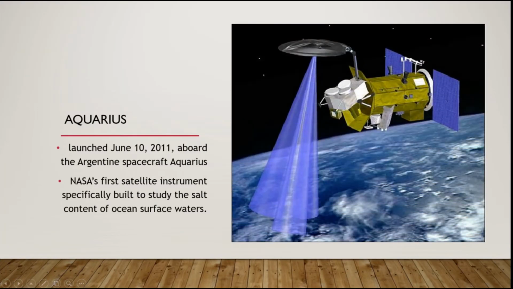This is Aquarius, a satellite. It was launched in June 2011. It was NASA's first satellite instrument specifically built to study the salt content of ocean surface waters.